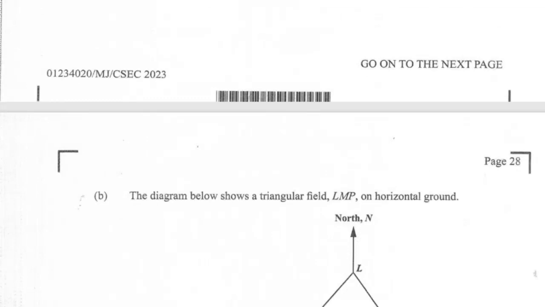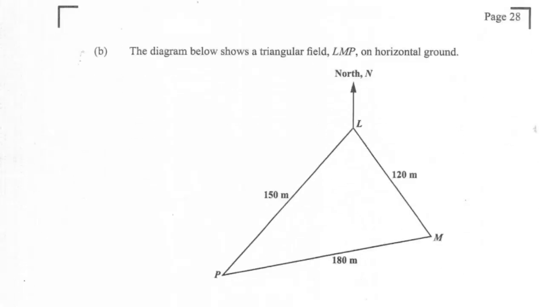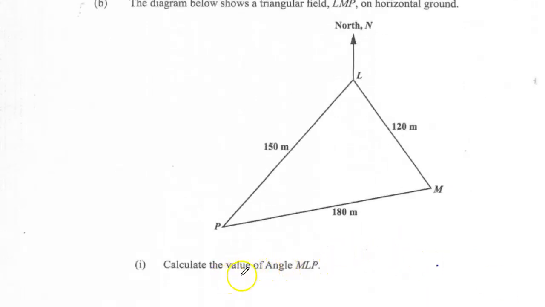The diagram below shows a triangular field LMP on a horizontal ground. Calculate the value of angle MLP. So of course we have all three sides, so we can use the cosine rule.